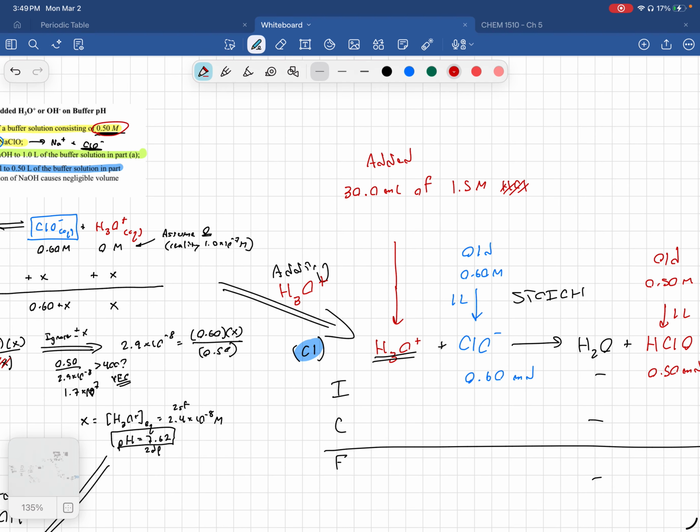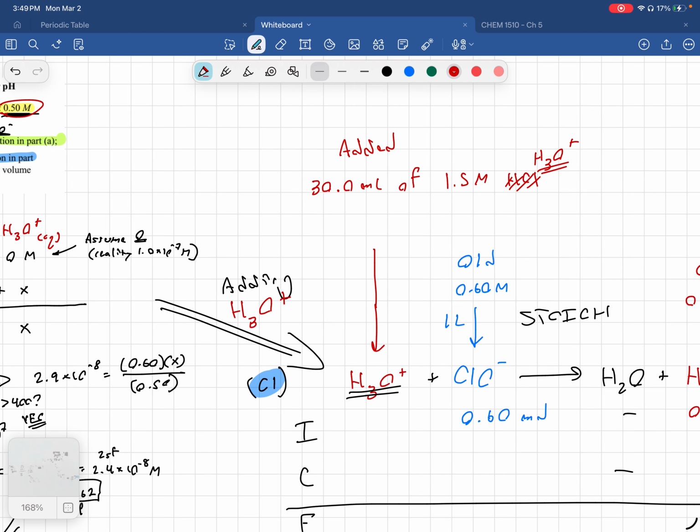Now, again, when we see HCl, what do we really mean? H3O plus, because strong acids 100% convert to the strongest acid that can exist in water due to something called the leveling effect. So HCl becomes H3O plus. Another strong acid, HNO3, it just becomes H3O plus. So we take our 30 mils, we convert that from mils to liters. So we divide by 1,000, and then we have our 1.5 moles for every 1 liter of this solution.